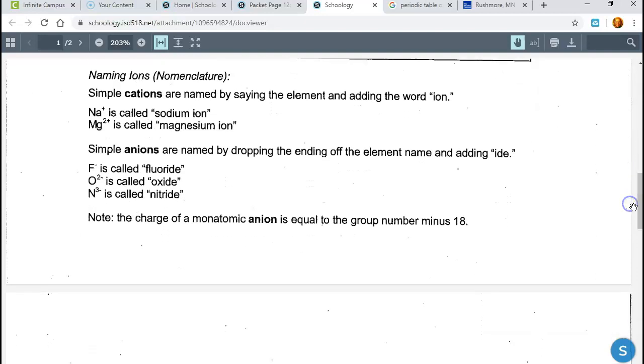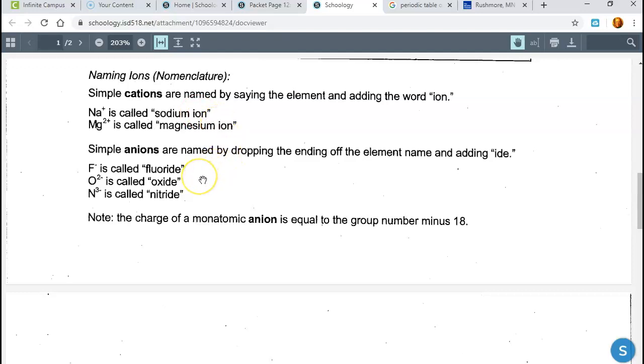Now, when we say these out loud, like if you're talking on the phone or if you're a teacher teaching students, this is how you say things. The cations, the positives, we just say the name of the element, so what kind of atom it is, and then we put the word ion at the end, okay? So if I have a sodium atom, I would just say sodium, but now that it's lost an electron and it has that positive charge, we're going to call it a sodium ion, okay? Same thing with magnesium would be a magnesium ion. So all the metals that make positive ions do this. We just add the word ion to the end of their name.